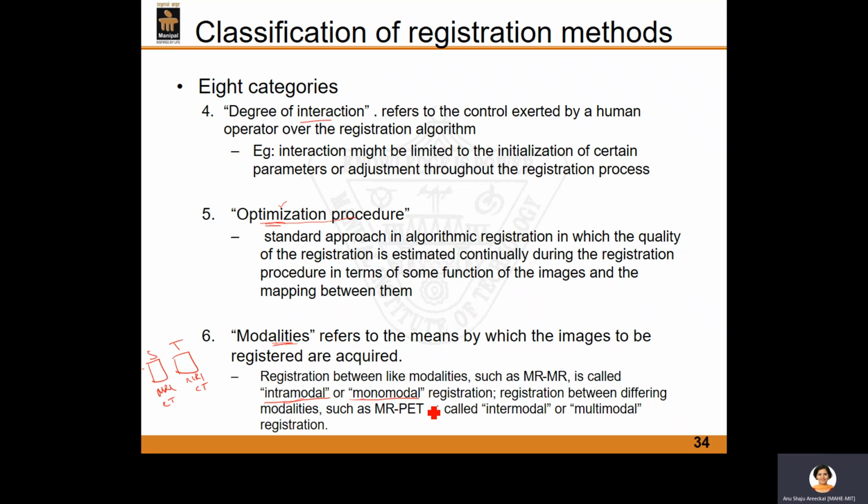Or if it is intermodal or multimodal, in the sense now I'm trying to register between an MRI and a CT scan, for example. If I'm doing that, then you're actually trying to register two different modalities together, right? So such a registration method can be called an intermodal registration method, or you can call it multimodal registration.